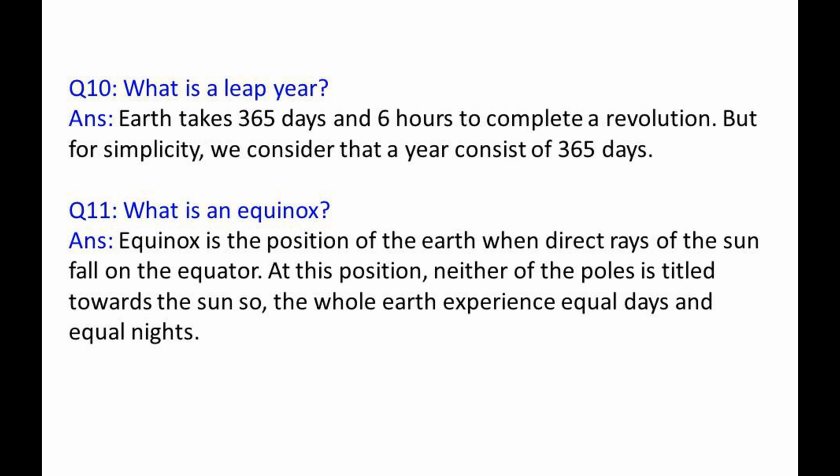Question 11. What is an equinox? Answer. Equinox is the position of the earth when direct rays of the sun fall on the equator. At this position, neither of the poles is tilted towards the sun. So, the whole earth experiences equal days and equal nights.